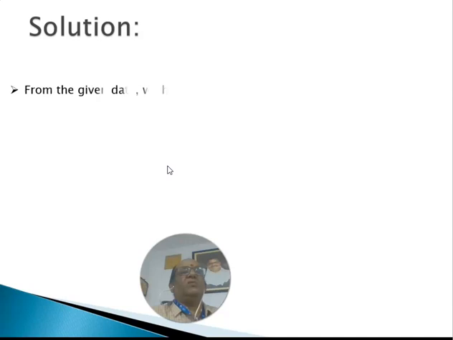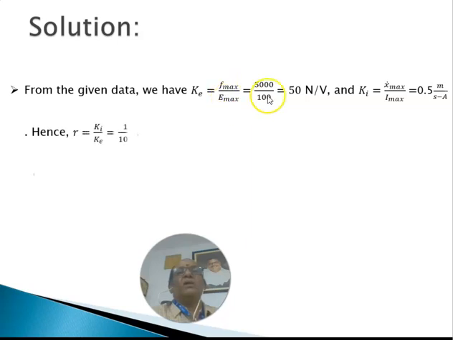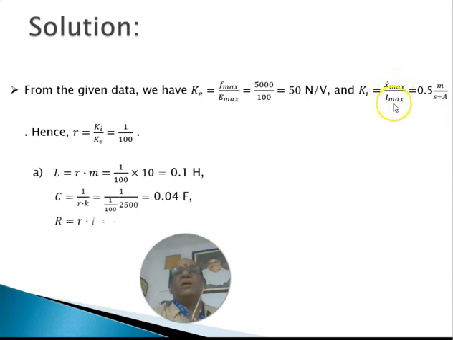To propose a solution, we see that Ke is F over E, which is 5. Ki is x dot by I, velocity by current, that is 0.5. Hence, r is equal to Ki by Ke, 1 over 10. Thus, you have L is equal to r times M, C is equal to 1 by r K, and capital R, the resistor, is equal to r times B. This is a straightforward case when there is no time scale. In part A of the question, time scaling is not asked.